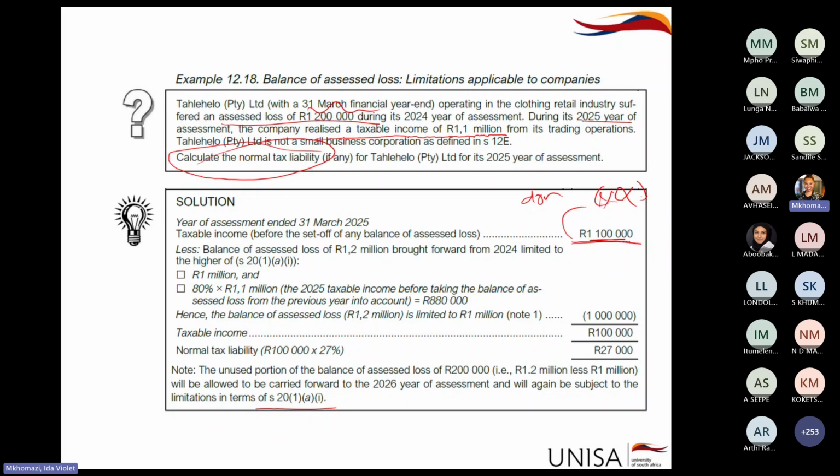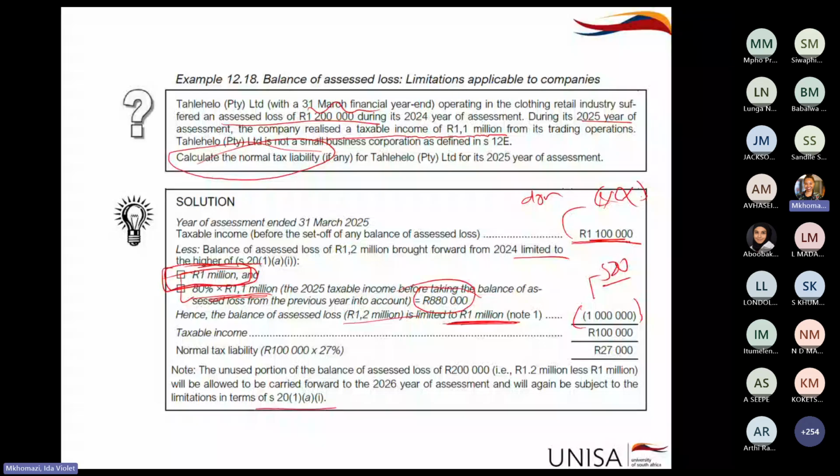Now you need to determine if you will get a deduction for this assessed loss. The principle says limit it to the higher of 1 million or 80%. What's 80% of taxable income? 80% of 1.1 million is 880,000. So the higher between the two would be the 1 million. The balance of assessed loss is 1.2 million. Therefore, you are going to limit it to 1 million. And that's the deduction that you will get in terms of Section 20.